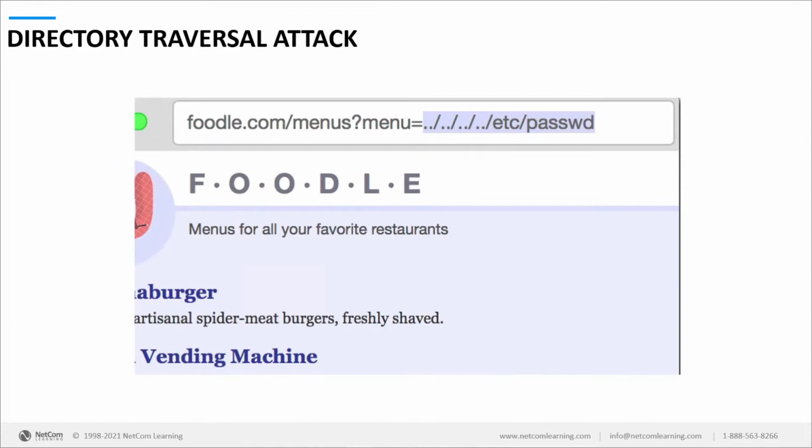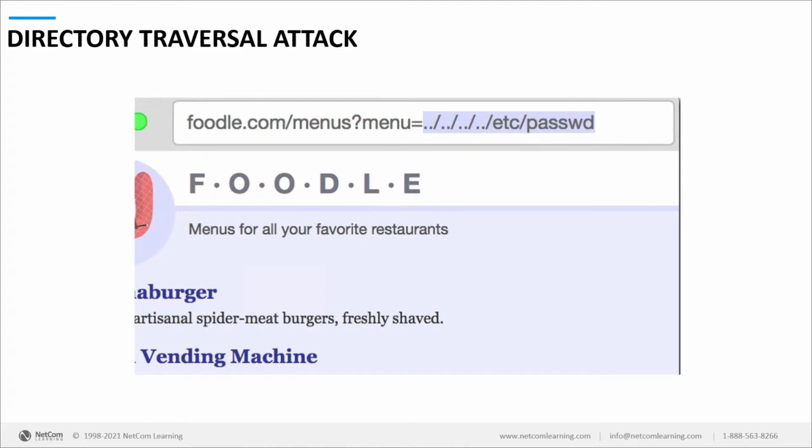Directory traversal: if you look at foodie.com/menus, menu equals, and you see the ../, that's a directory traversal. What they're trying to do is get to the etc/passwd list so that they can pull out the number of users. The passwords aren't actually there, they're in etc/shadow. I've seen this happen with WordPress and Joomla, because it allows you to get to some of the plugins that are there. So those are some of the simpler ways to do this type of exploitation.